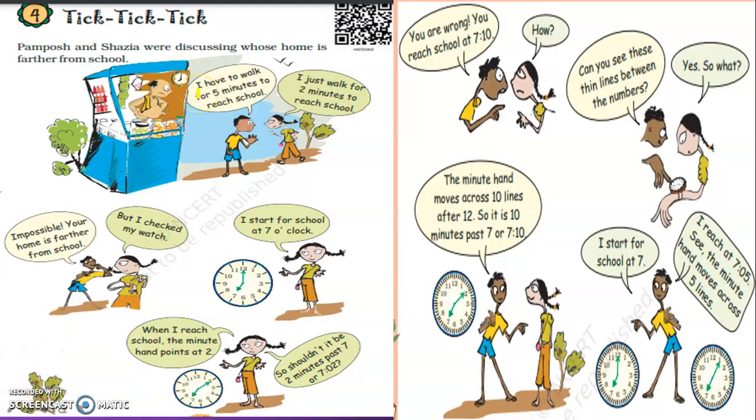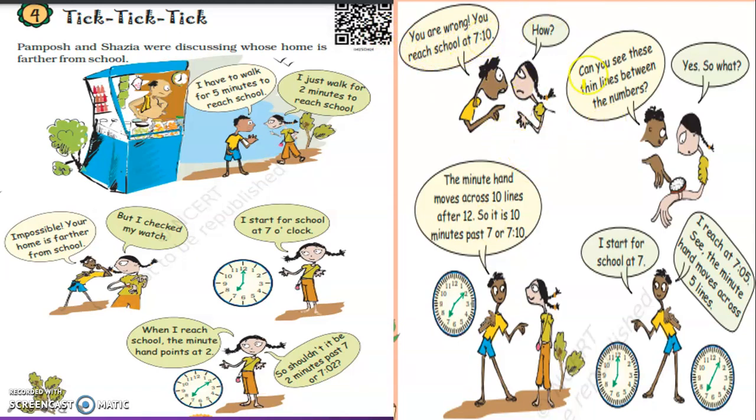I have to walk for 5 minutes to reach school. I just walk for 2 minutes to reach school. Impossible, your home is farther from school. But I checked my watch. I start for school at 7 o'clock. When I reached school, the minute hand points at 2. So shouldn't it be 2 minutes past 7 or 7:02? You are wrong. You reached school at 7:10.